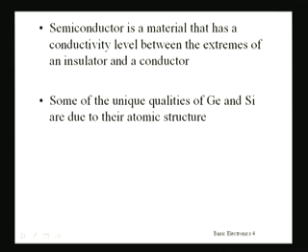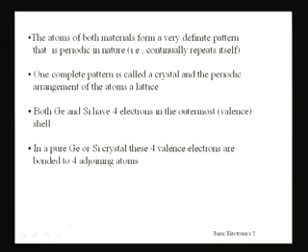That is because semiconductors like germanium and silicon have some unique qualities which are due to their position in the periodic table and their atomic structure. These are group 4 elements. So the atoms of these materials like germanium and silicon have a very definite pattern that is periodic in nature. That is, it continuously repeats itself, and one complete pattern is called a crystal, and the periodic arrangement of the atoms is a lattice.